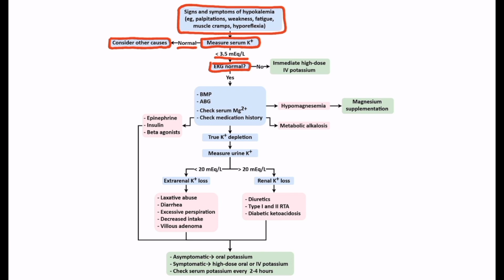If ECG is abnormal, we should immediately start high-dose intravenous potassium. If ECG is normal, then we should order the basic metabolic panel to check if the patient has true hypokalemia.